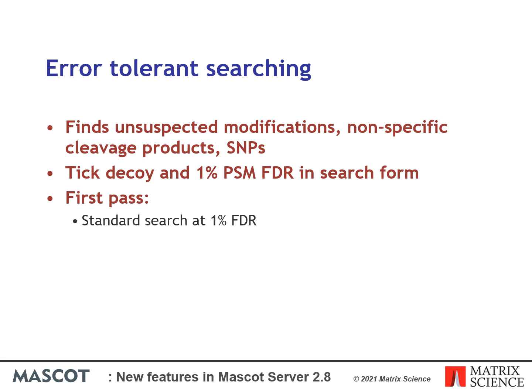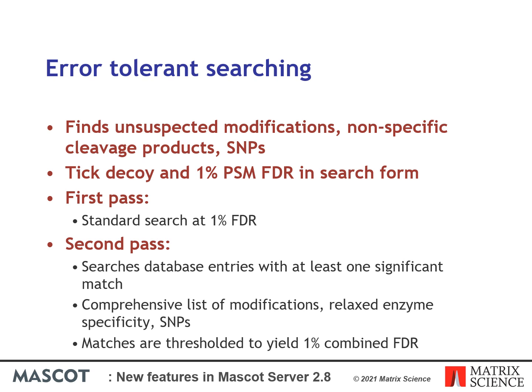The first pass search is a standard database search, and the matches are thresholded to the selected FDR, by default 1% FDR. In the second pass, Mascot only searches database entries which have at least one significant match from the first pass at the chosen FDR level.